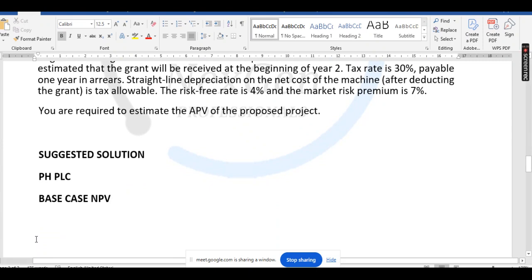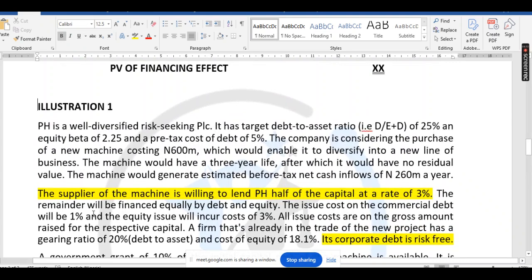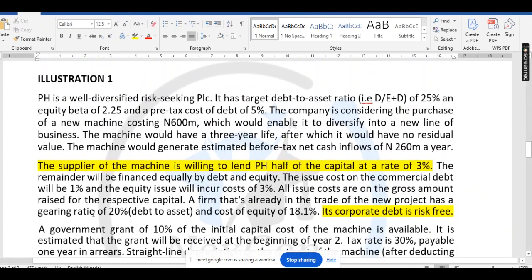Before we determine the base case NPV, it is not an issue for the main company. But we have to look at our relevant cash flow. Which one of these did they give us as part of our relevant cash flow? Then we will look at what we use to discount the project. Now let's quickly go back. We can screenshot the question, although I will send it today.